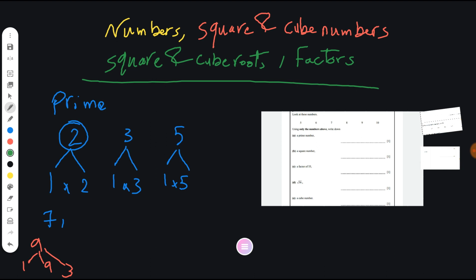So the rest of the prime numbers are 7, 11, 13, 17, 19. All of these numbers have only two factors, 1 and the number itself. 23, 29, 31, and so on. Okay? This is the meaning of prime numbers.